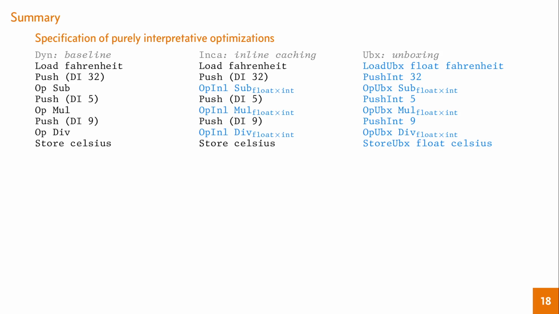So in summary, we covered 3 bytecode languages that implement 2 speculative optimizations. DIN is our baseline. Inca implements inline caching, which replaces operations to minimize the number of type checks. And UBX implements unboxing, which replaces as many instructions as possible and changes the data representation to reduce the number of type checks even further, the number of heap allocations, and also the number of pointer dereferencings.